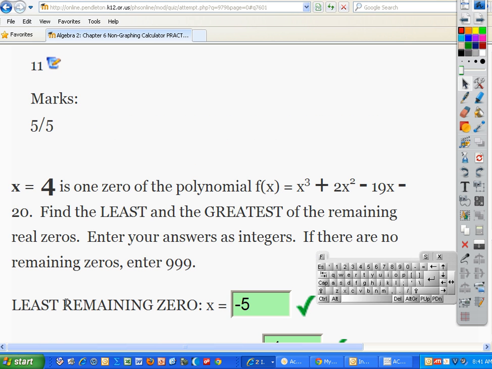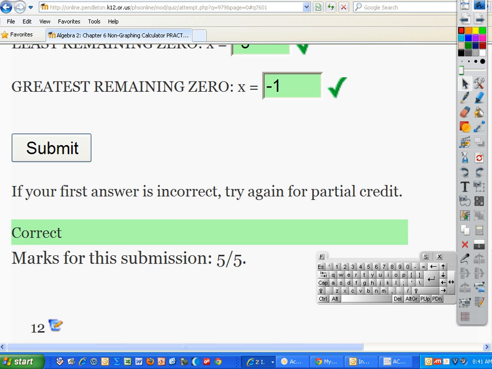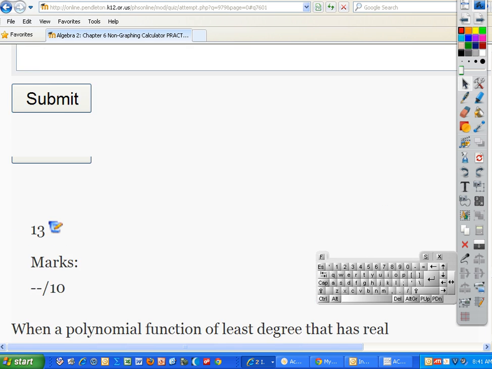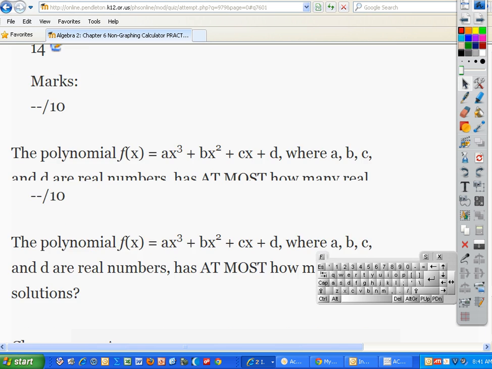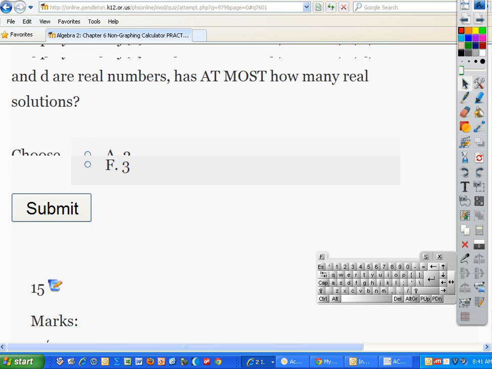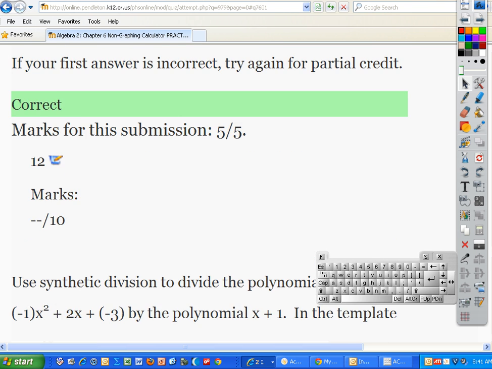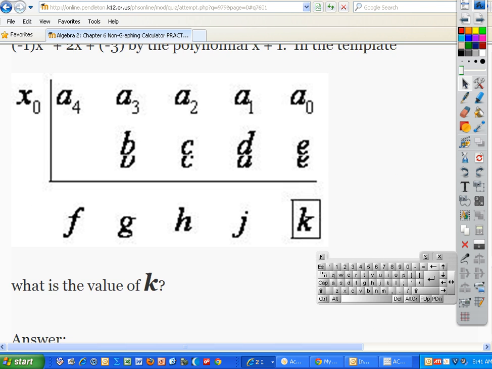I think, or do we have one more? Oh, we have a few more. Nice. We may not get through all of these. That's okay. How are we doing for time? Let's do one more.